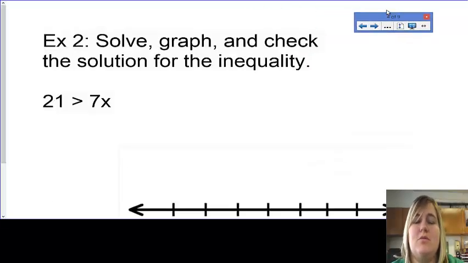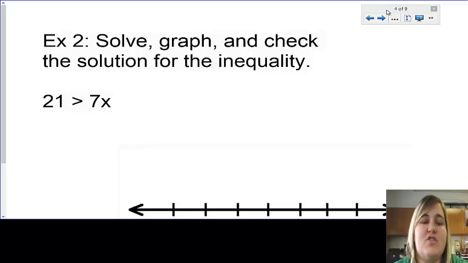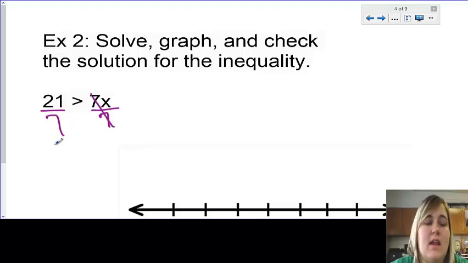Okay, example 2, same thing. It says solve, graph and check the solution for the inequality. I want to get x by itself. 7 is being multiplied by x, so the opposite is to divide by 7. Do that to both sides, and then I'm left with 3 is greater than x.